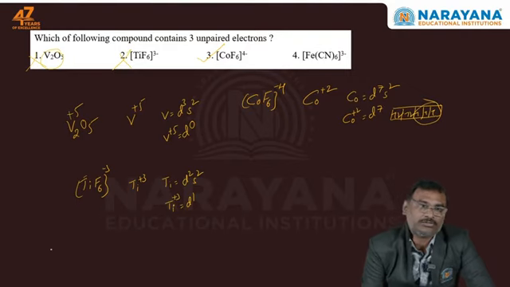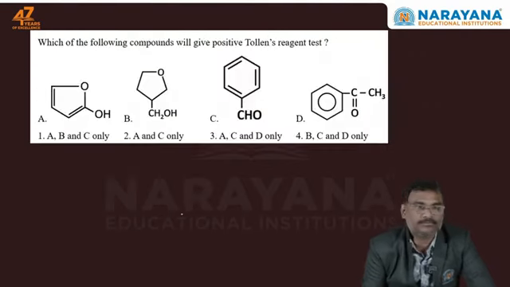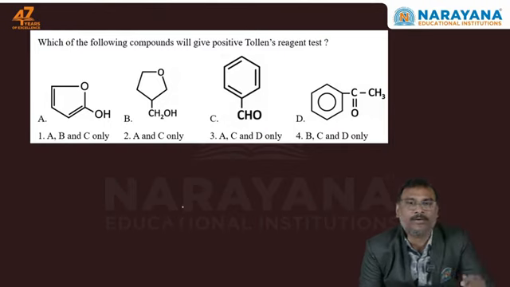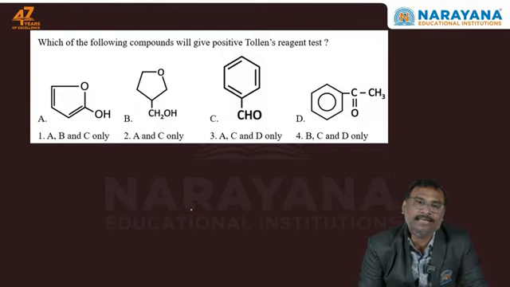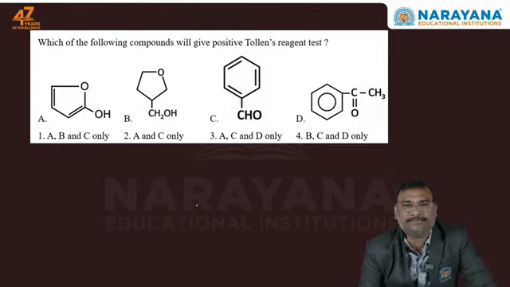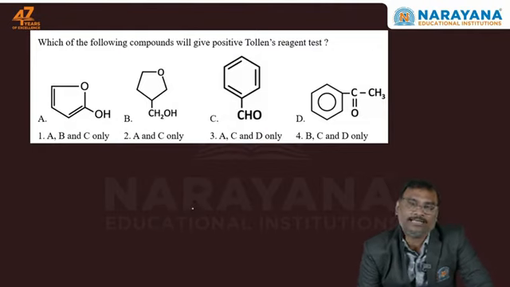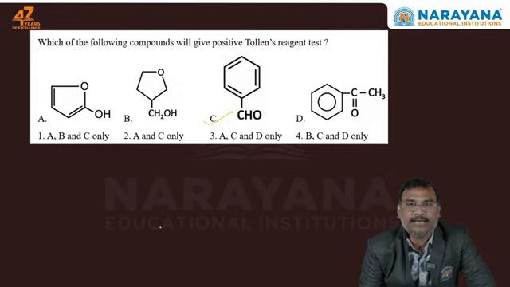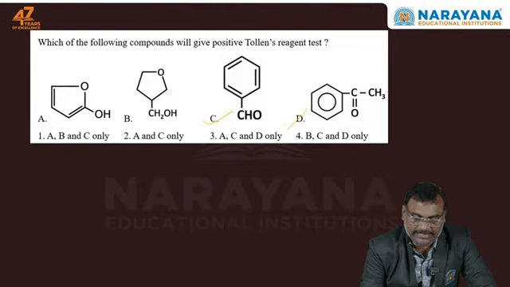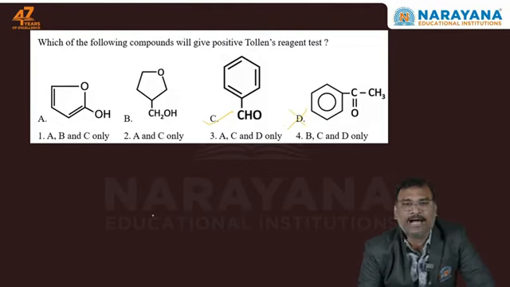Now go for the next question, students. Which of the following compounds will give a positive Tollens reagent test? Generally, all aldehydes, either aliphatic or aromatic, give a positive Tollens test, which forms a silver mirror. So option C must be correct. And ketones do not give a positive Tollens reagent test. So option D we can avoid.